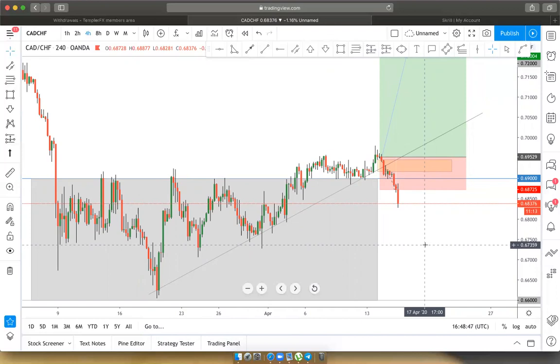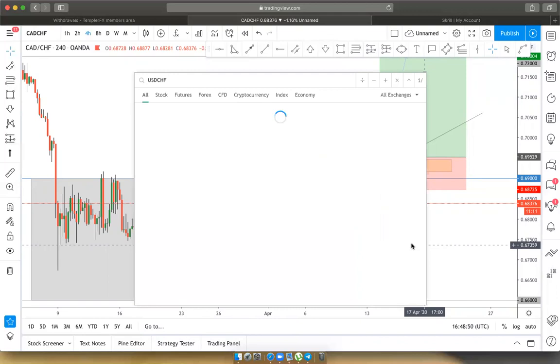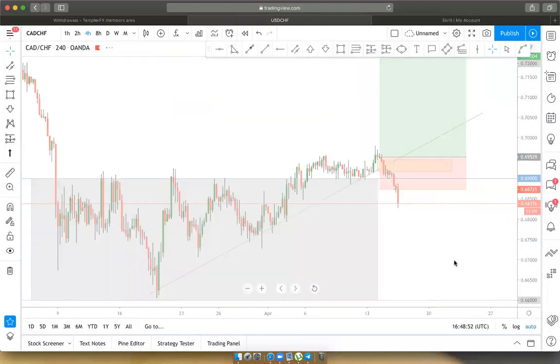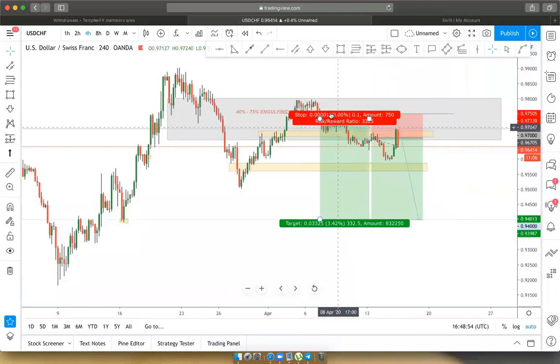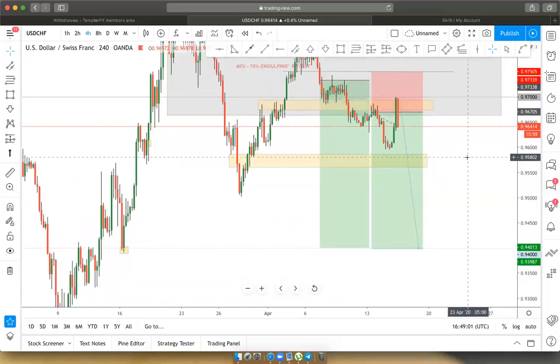But the trade which is still running, we have USD CHF, which is still running. We took the first entry here, then the market came all the way down. We had this minor zone around this price.